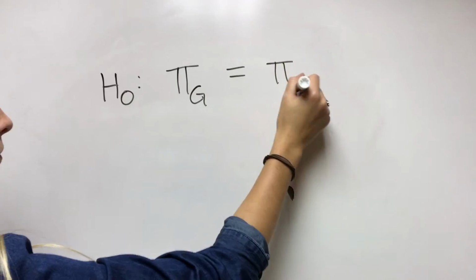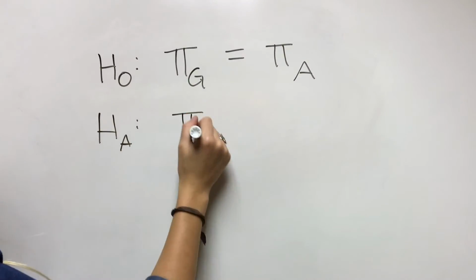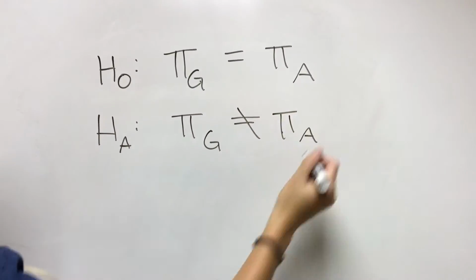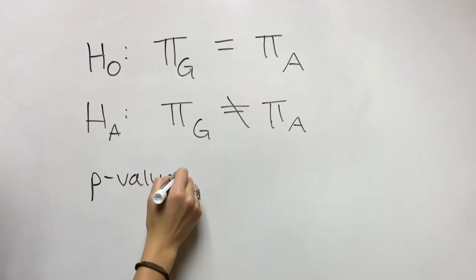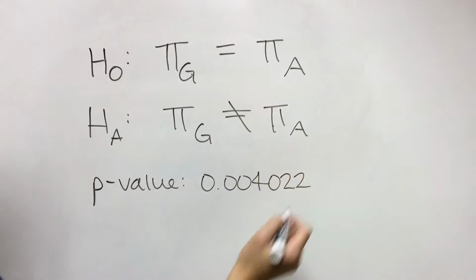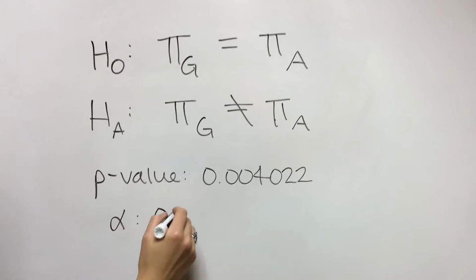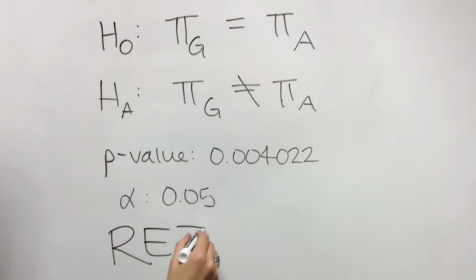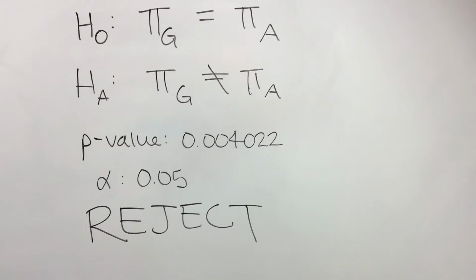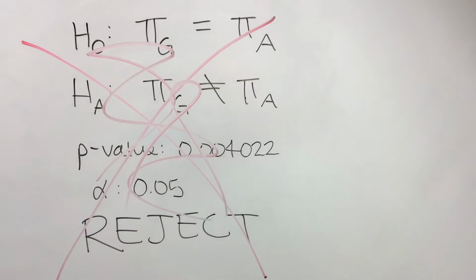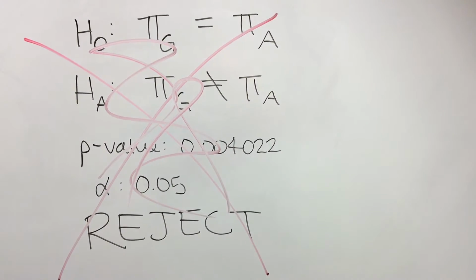Within our populations, our null hypothesis was that the two proportions of Adderall usage within the Greek life and student-athlete populations were equal, while our alternate hypothesis was that the two populations were not equal. The two-sample proportions test revealed a p-value of 0.004002, which is much lower than the accepted alpha of 0.05, and thus we reject the null hypothesis.